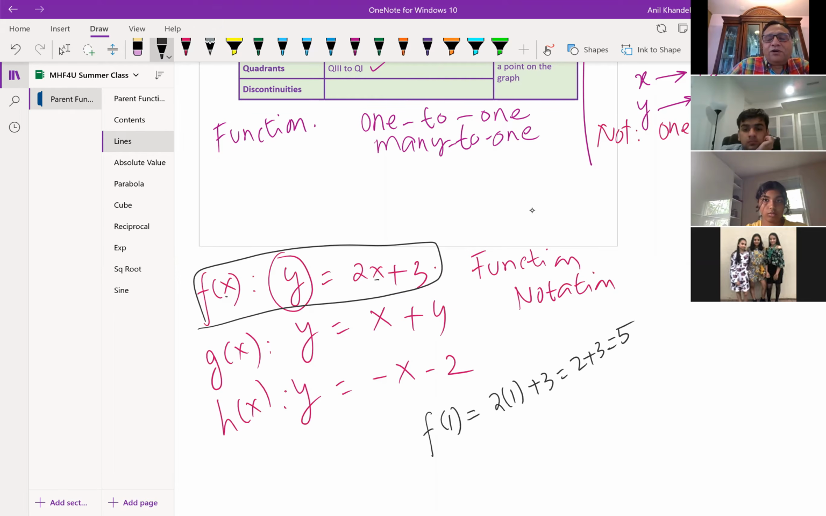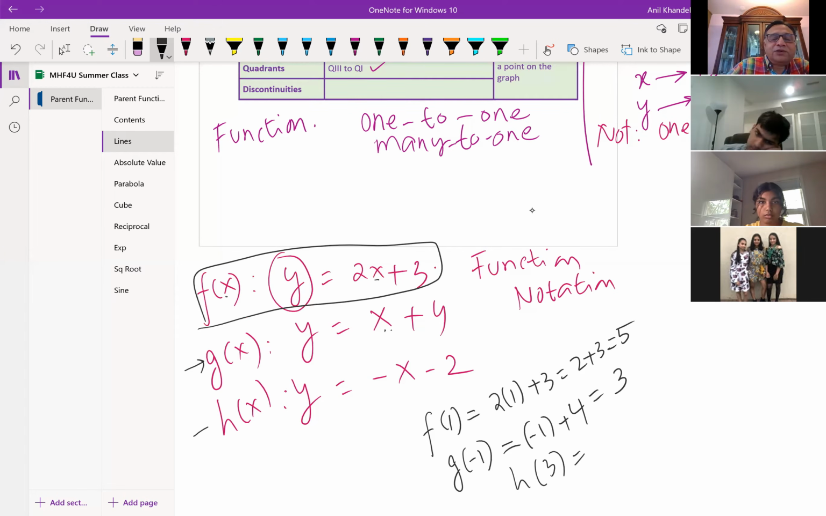If I say g of minus 1, it means what? Substitute x as minus 1 in the function g of x. So x will be substituted by minus 1. So we'll write this as minus 1 plus 4, which will give us 3. Do you see that? I could say h of, let us say, 3. That means in this equation, I'll substitute x with 3. So I get minus 3 minus 2, which is minus 5. Do you see that?